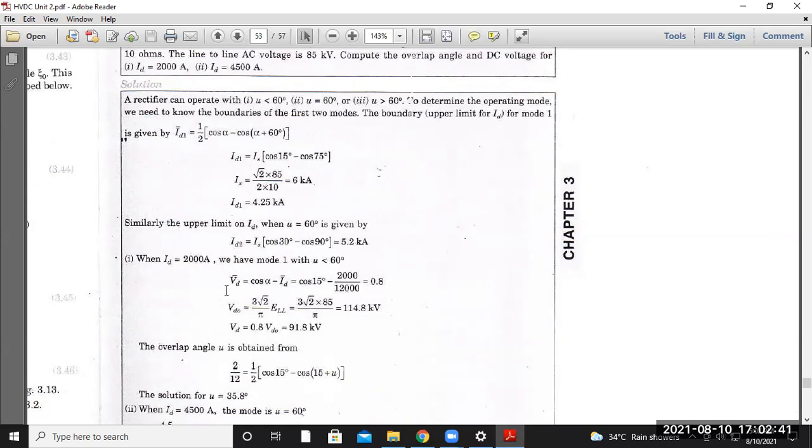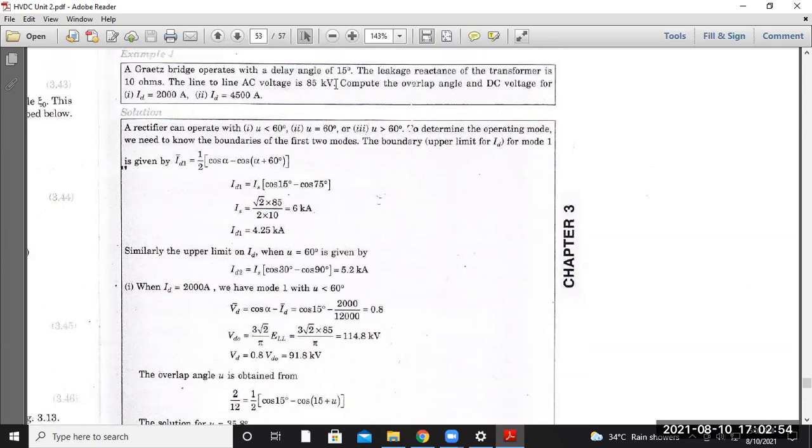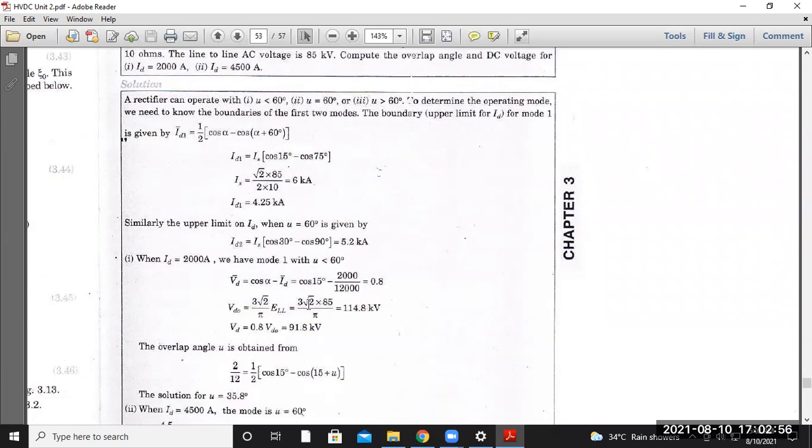This is the vector VD, that is VD upon VD naught. As we know, the value of VD naught is given by 3 root 2 upon pi times the line voltage. Now put the value of 3 root 2 with the line voltage of 85 kilovolt. So this value will become 3 root 2 into 85 divided by pi.